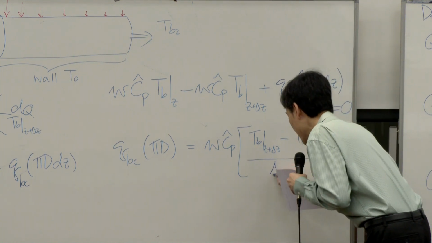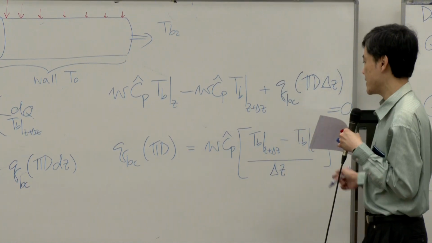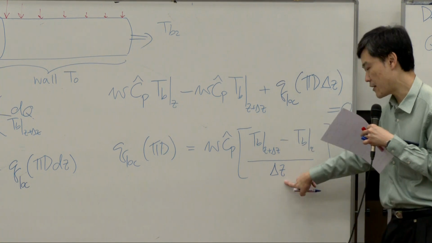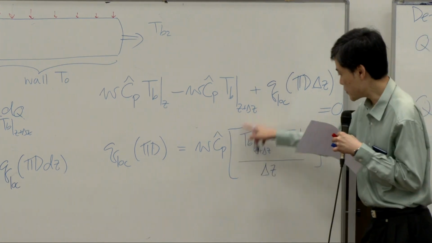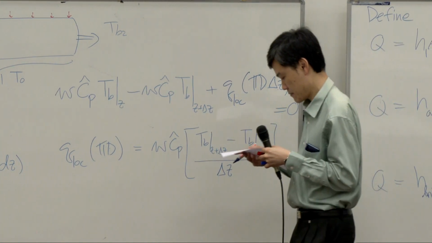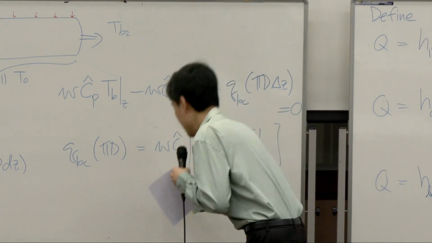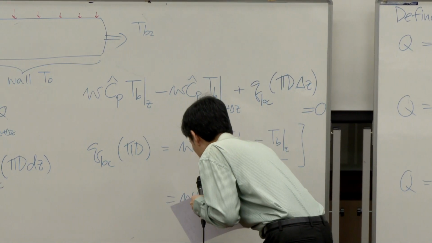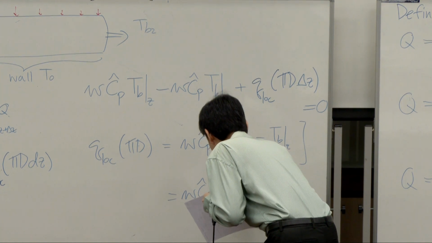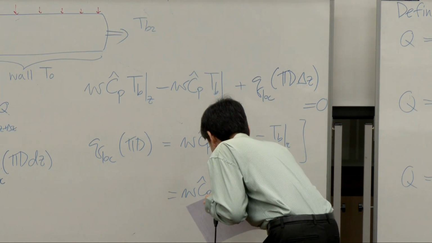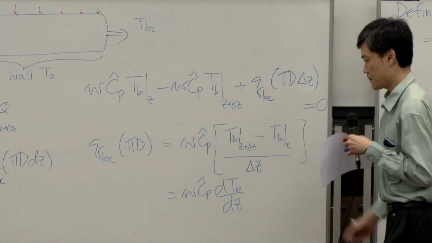So if I divide this by delta Z and take the limit of the whole thing, delta Z approaching 0, these terms turn to be differentiation. So this would equal W Cp dTB by dZ. All right?